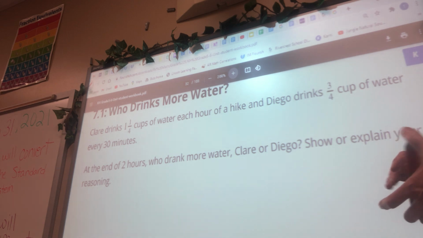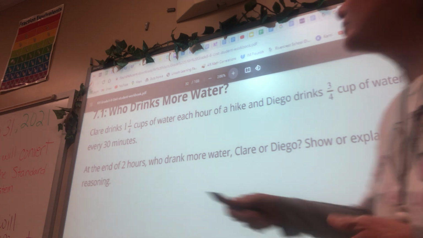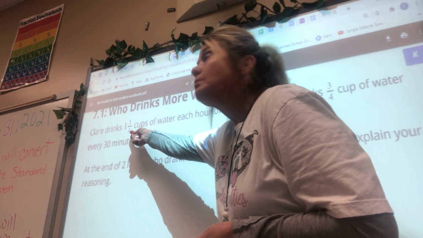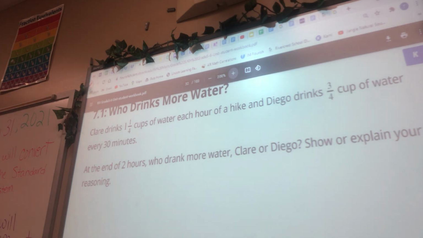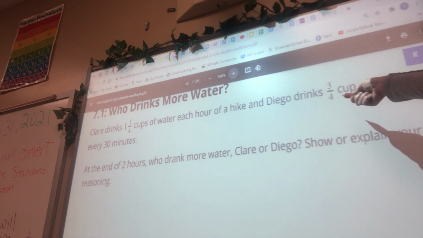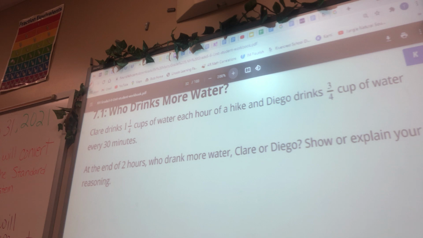It says Claire drinks 1 1/4 cups of water. What would that be as a decimal? 0.25. Each hour of a hike. And Diego drinks 3/4. What would that be as a decimal? 0.75 cups of water every 30 minutes. At the end of 2 hours, who drank more water, Claire or Diego?